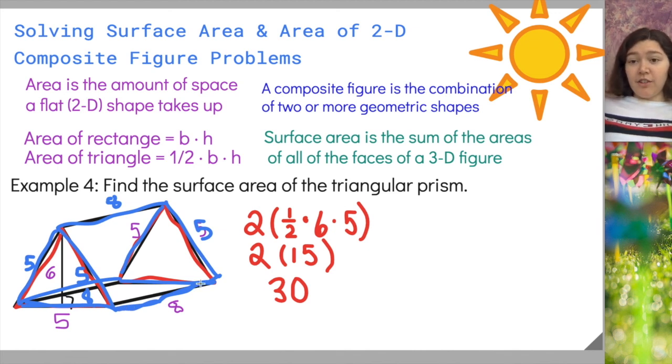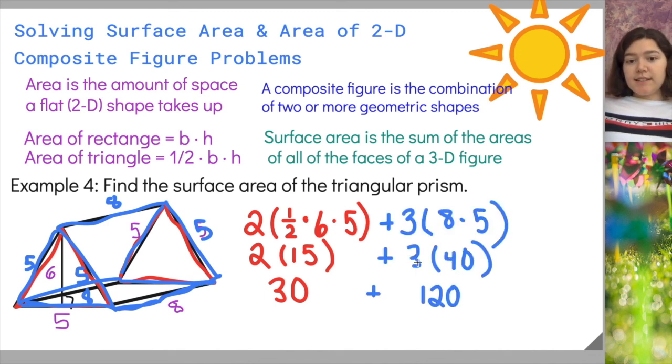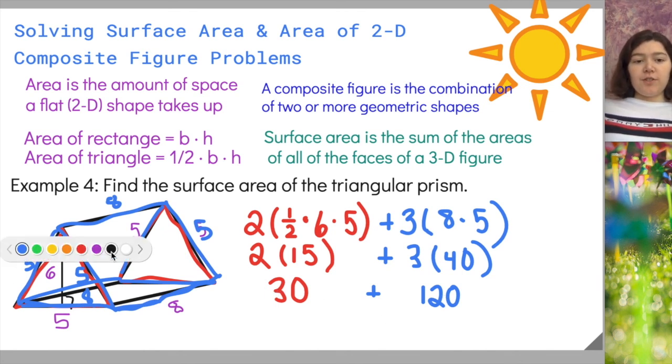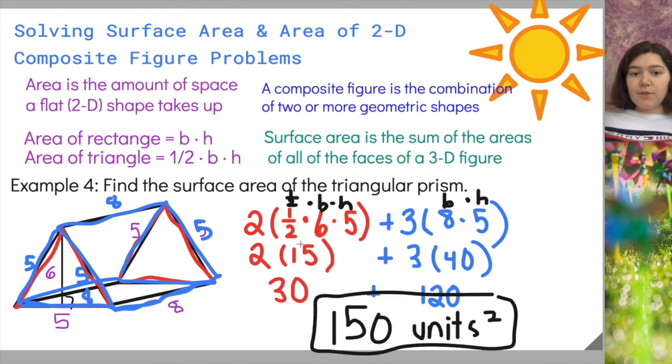So we have then 3 rectangles that each have a base of 8 and a height of 5. So we're going to multiply 8 times 5. 8 times 5 is 40, times 3 is 120. So I get 30 plus 120, which in total is going to give me 150 units squared. Okay, good job everyone.